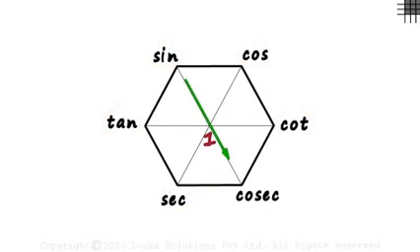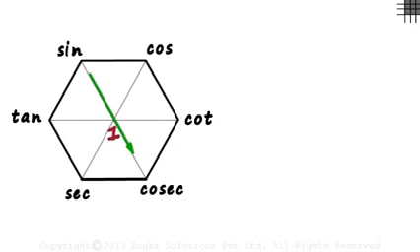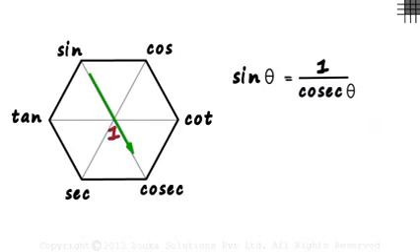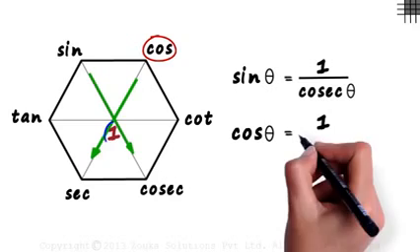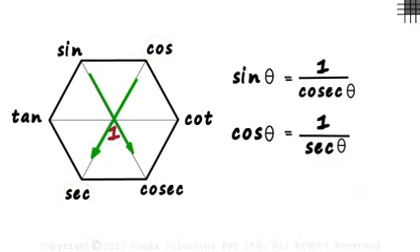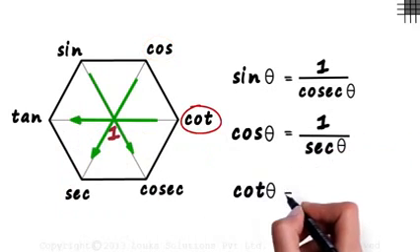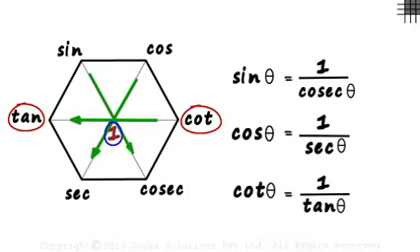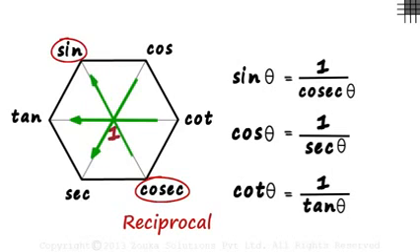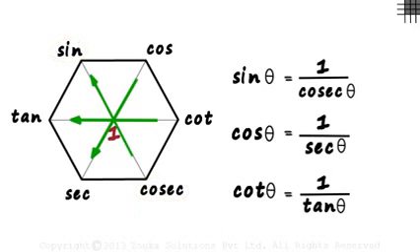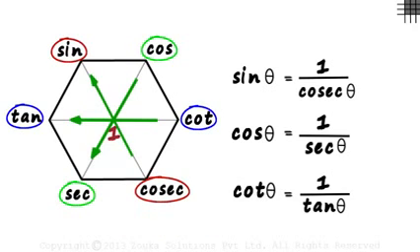Look at this arrow for instance. This arrow tells us that sine theta equals 1 by cosec theta. What about this arrow? This arrow tells us that cos theta is 1 by sec theta. And this arrow tells us that cot theta equals 1 by tan theta. If the arrow is drawn like this, we can even say that cosec theta is reciprocal of sine theta. So remember, functions at diagonally opposite vertices are reciprocals of each other.